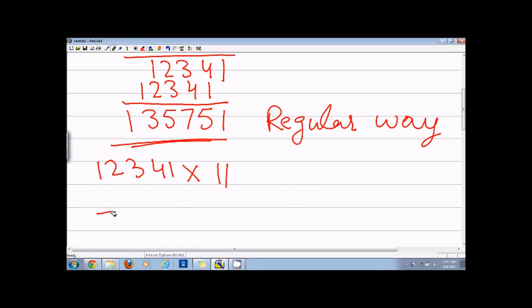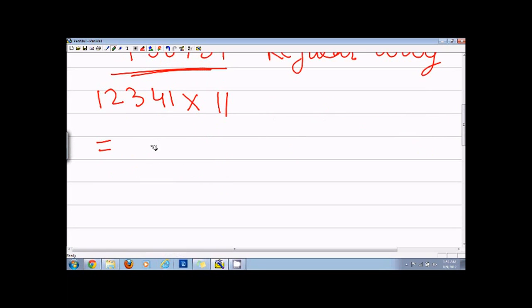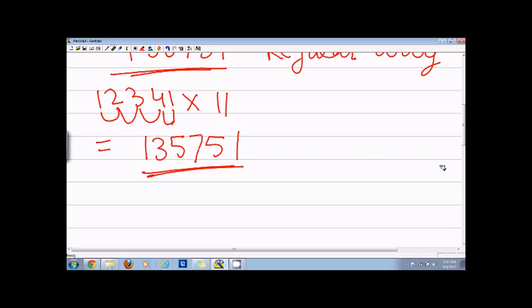What I'll do is I will write 1 here and then add 1 and 2, that is equal to 3, and then add 2 and 3, that is equal to 5, and then add 3 and 4, that is equal to 7, and then add 4 and 1, which is equal to 5, and then write 1 at the end. So the answer is 135751. So this is the answer I had before.